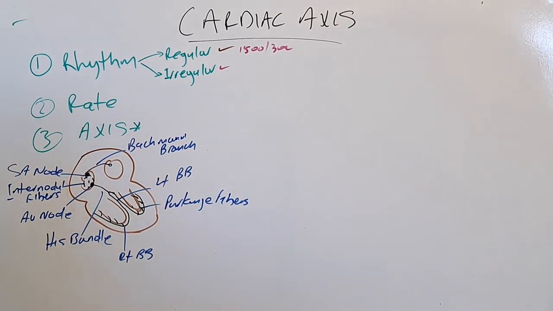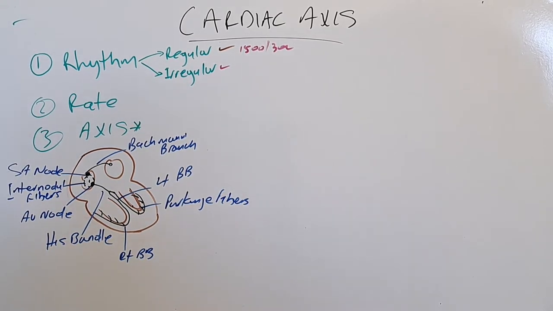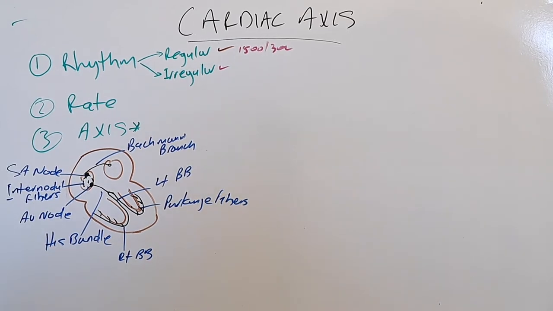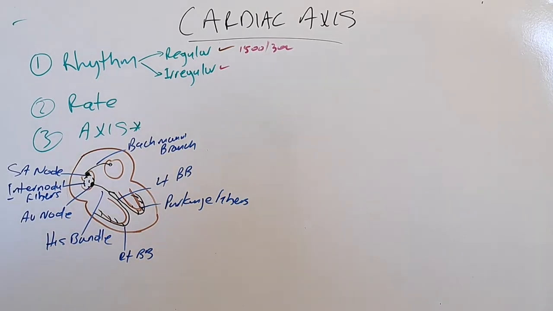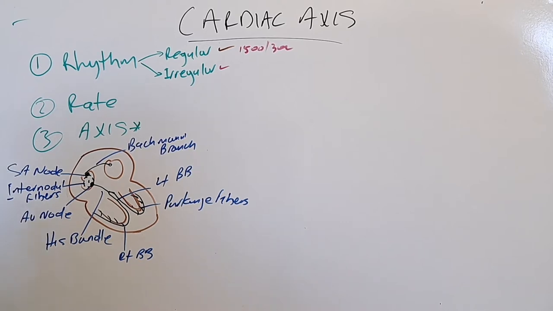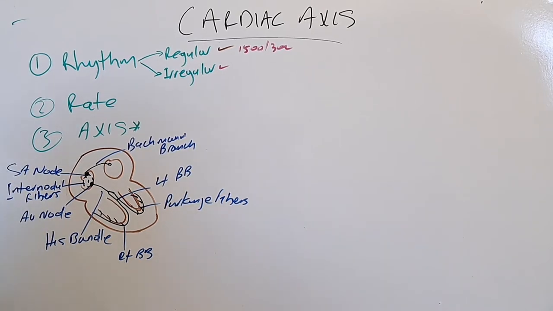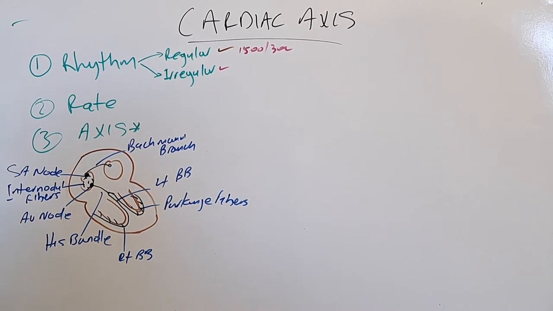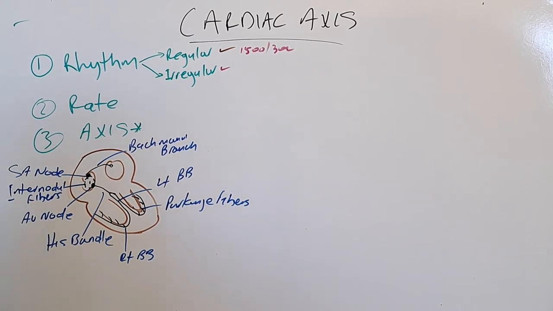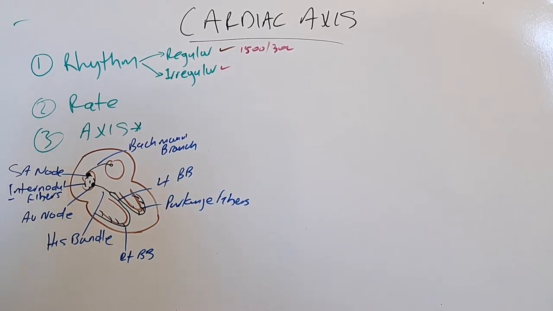So this is what we know, right? We know that the action potential is generated normally from the SA node to the AV node, going down the bundle of His, the right and the left bundle branch. So the direction of the gross, I'm saying gross because there are other small movements.